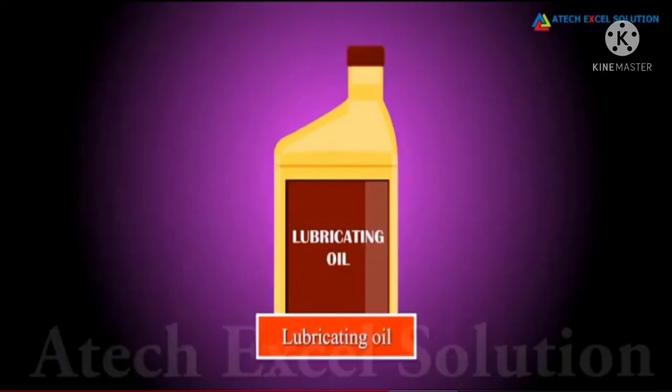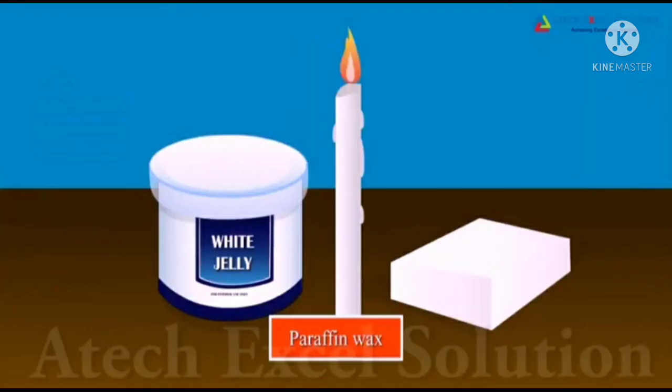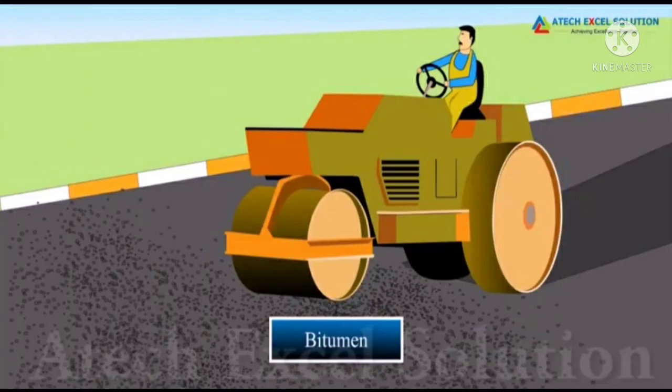Lubricating oil is used for lubrication. Paraffin wax is used in ointments, candles, Vaseline, etc. Bitumen is used in paints and for road surfacing, etc.